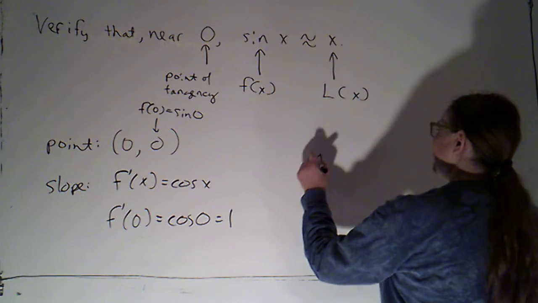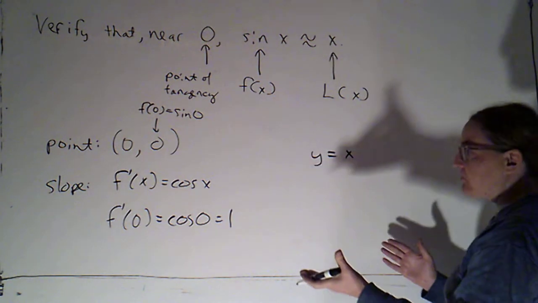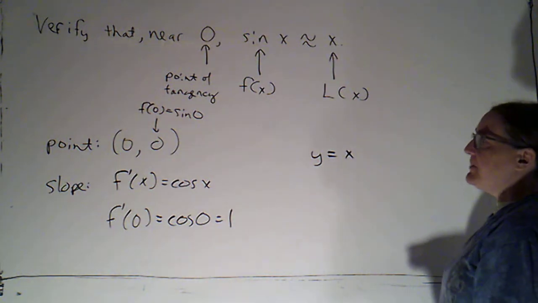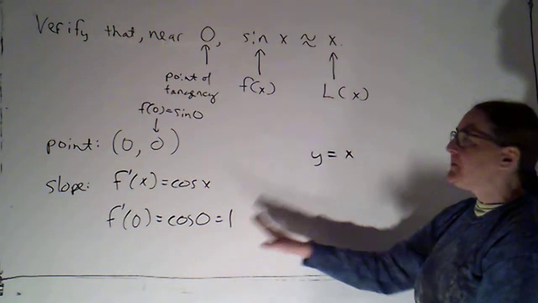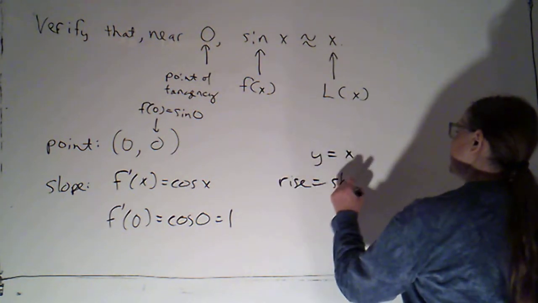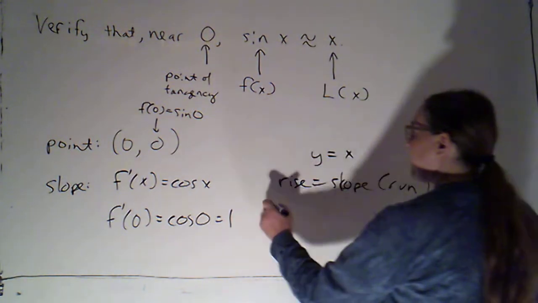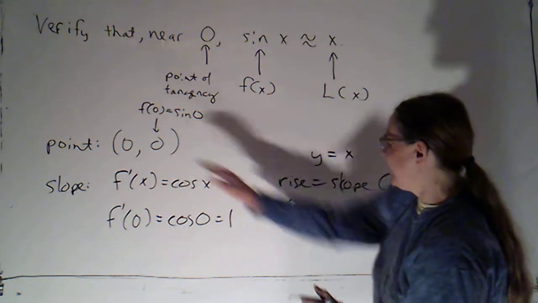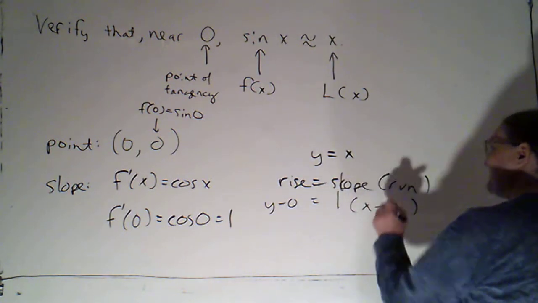I do know that that's just y equals x. Here I can go straight to the equation because I've essentially got my y-intercept and my slope. Of course, if I did my usual rise equals slope times run, I'll get the same thing. My rise is just y minus 0. The slope was 1. The run is x minus 0.